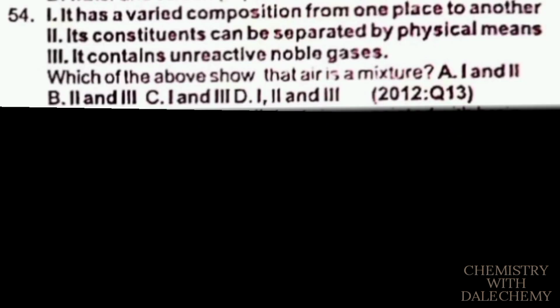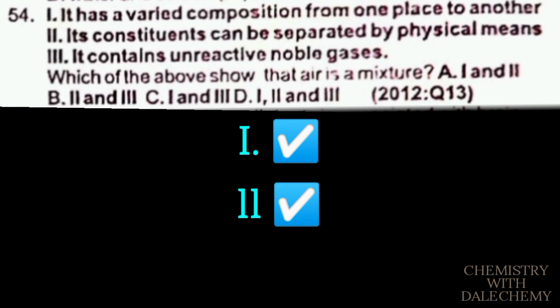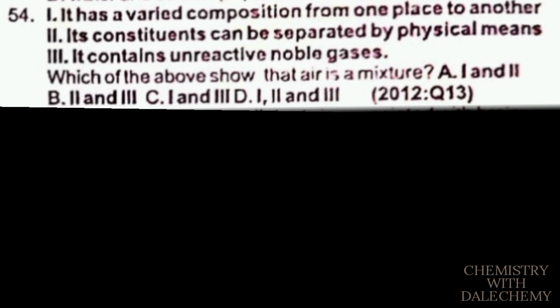And the next question is question 13 of 2012. First, it has a varied composition from one place to another. 2. Its constituents can be separated by physical means. Then 3. It contains unreactive noble gases. Which of the above show that air is a mixture? So 1 is correct. It has a varied composition from one place to another. And number 2 is also correct. Its constituents can be separated by physical means. Yes, it can be separated by passing it through the respective substances that absorb them. And it contains unreactive noble gas. That is very true. So option D is the correct answer, that is 1, 2, and 3.